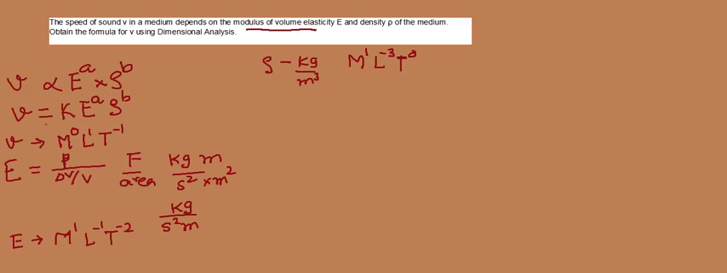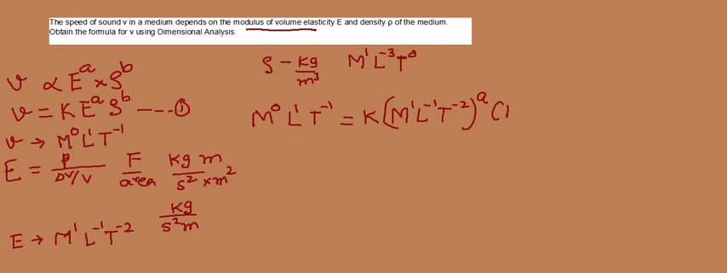So I'll now put these dimensions in this particular equation. Let me call this equation 1. So I'll put these dimensions in equation 1. The dimension of velocity, m raised to the power 0, L raised to the power 1, T raised to the power minus 1, is equal to some constant k and its unit. And the dimensions of E we have found out are m raised to 1, L raised to minus 1, T raised to minus 2, all raised to the power a. And density is m raised to the power 1, L raised to the power minus 3, T raised to the power 0, and raised to b.